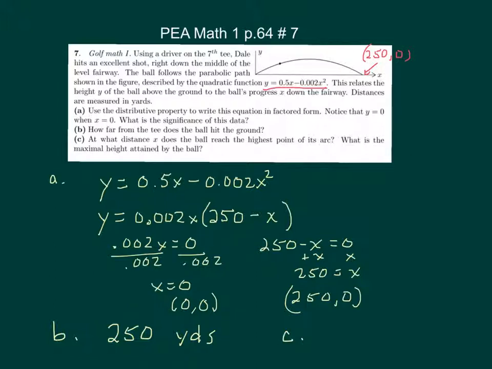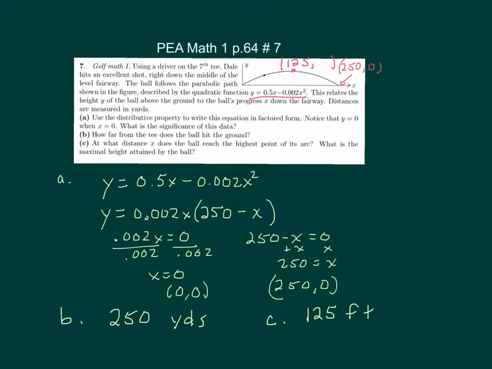Now on C, it says, at what distance x down the fairway does the ball reach the highest point of the arc? Let's think about this. Here's the highest point up here. How far down the fairway is that? Hopefully you're thinking it's halfway. It's right down the middle, halfway. So half of 250 is 125. So 125 feet down the fairway is where the highest point is.